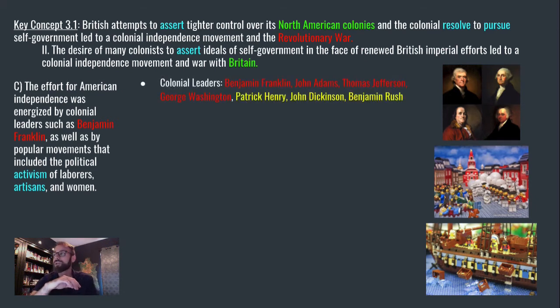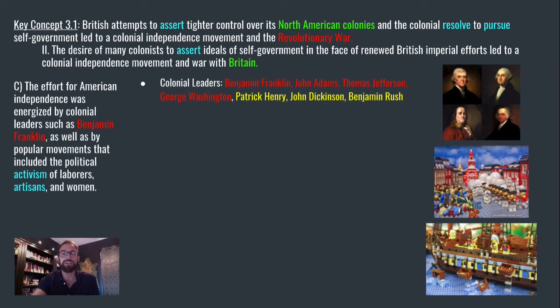Okay, major colonial leaders: Benjamin Franklin, John Adams, Thomas Jefferson, George Washington, Patrick Henry, John Dickinson, Benjamin Rush. The ones in red are important to know. The yellow ones are okay to know. What you need to know about them is they were all wealthy individuals who had political power in their states. So we've got some from Pennsylvania there, some from Virginia, some from Massachusetts. Those are some major powers within the colonies at the time.